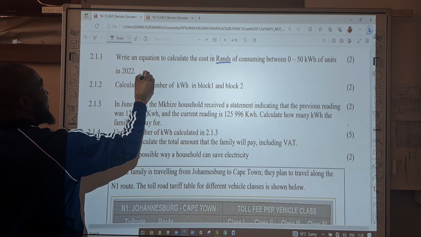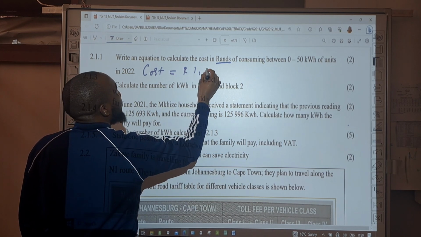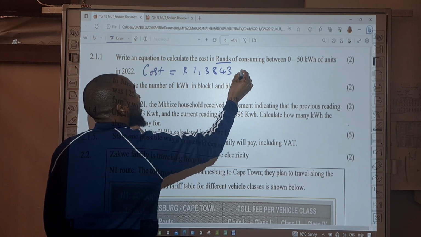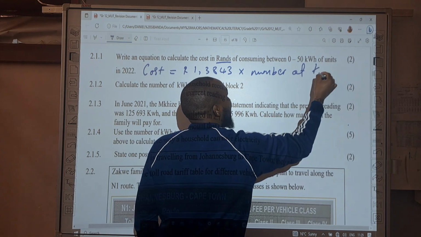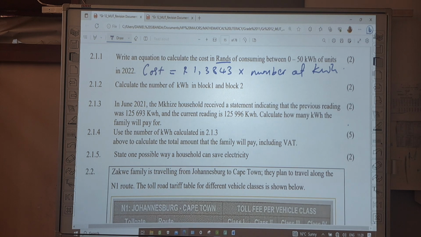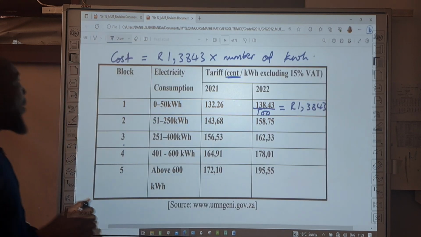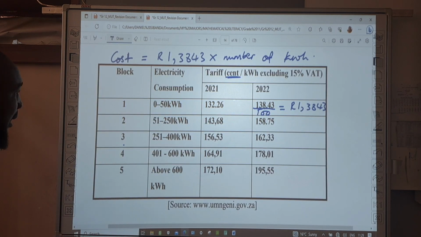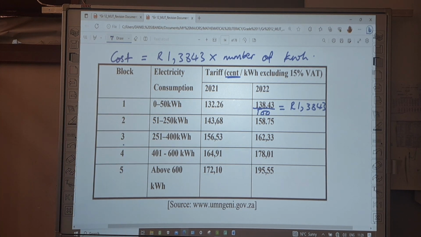Let's just write here underneath. Cost equals 1,38 multiplied by the number of kilowatt hour. This will lead you to those 2 marks. 2.1.2: calculate the number of kilowatt hour in block number 1 and block number 2. How many kilowatts would you pay for in block number 1 and block number 2?